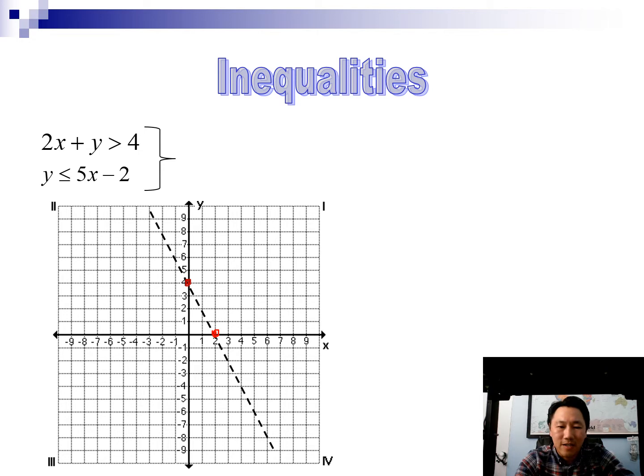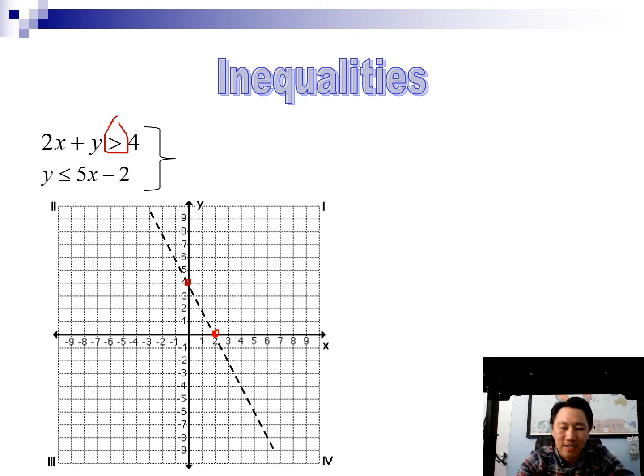It is a dotted line because of this symbol, greater than. It is not equal to, so that's why it's a dotted line. Okay, so there's our line. But with inequalities, you have to remember that you have to shade as well. So we have to decide, do I shade above that line or below that line, or to the right or to the left?